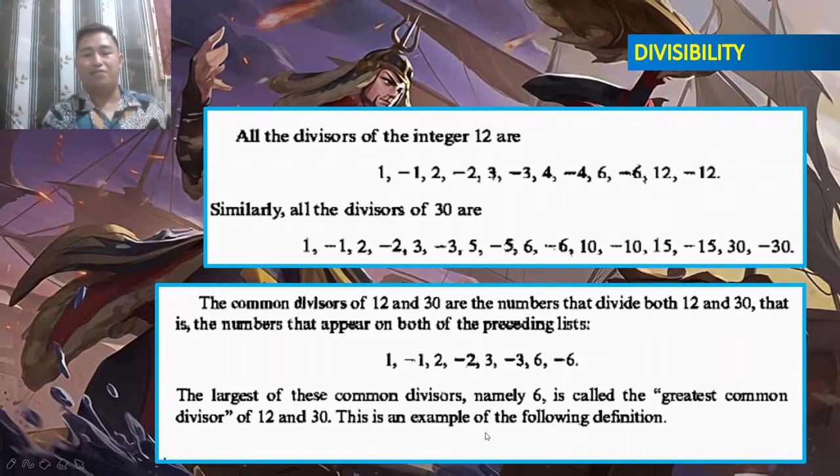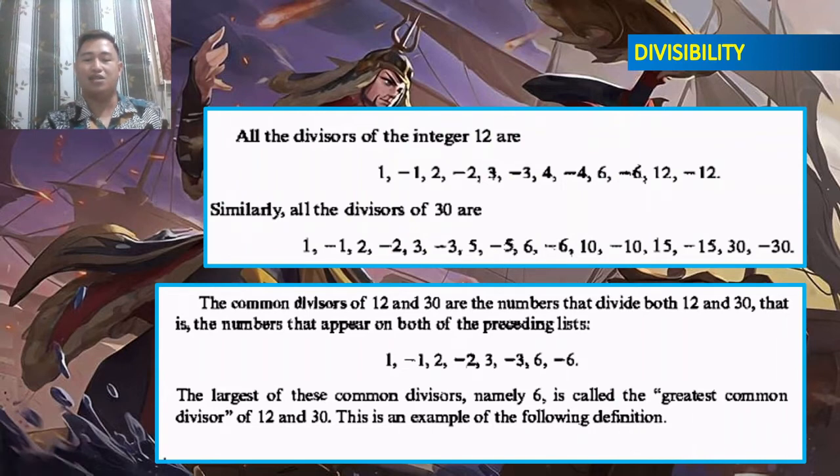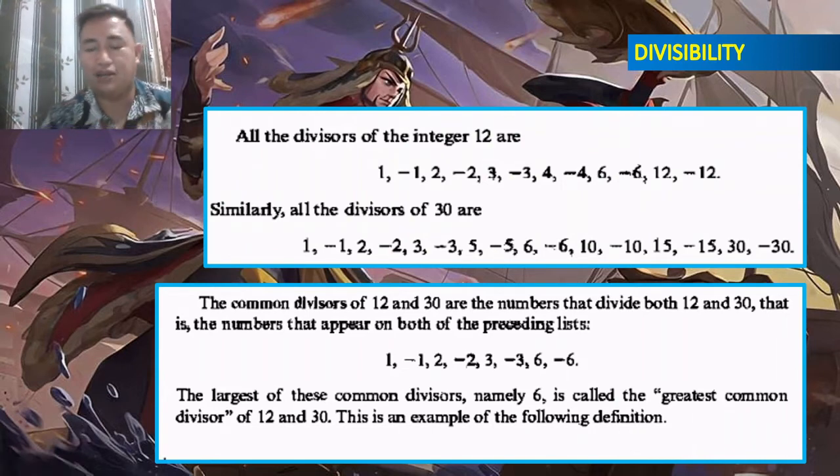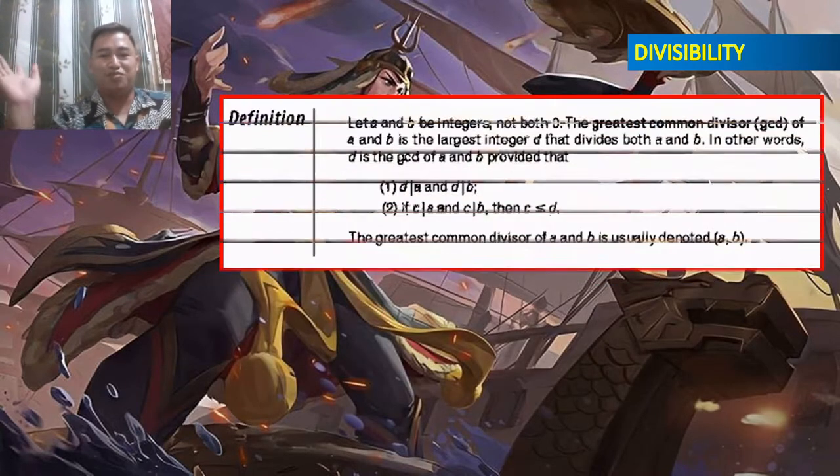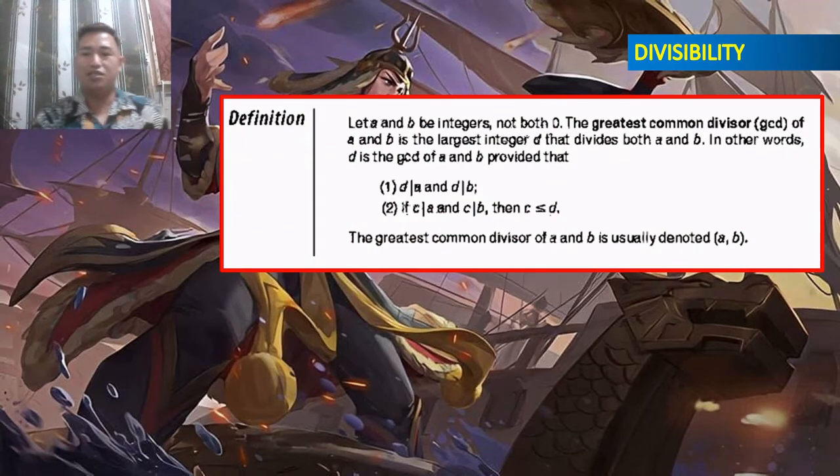So this is an example of the following definition. So 6 is the greatest common divisor, or the GCD. The definition of the GCD is this: let a and b be integers, not both 0. So a and b cannot both be 0.